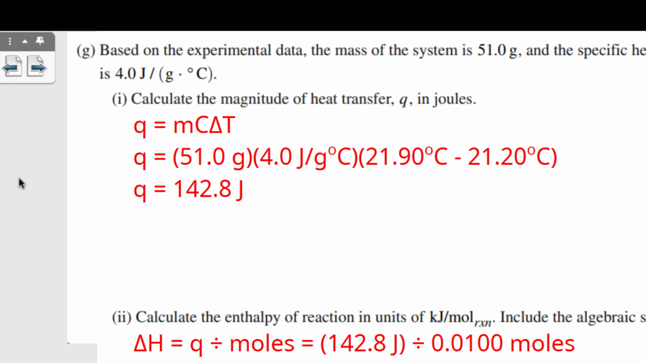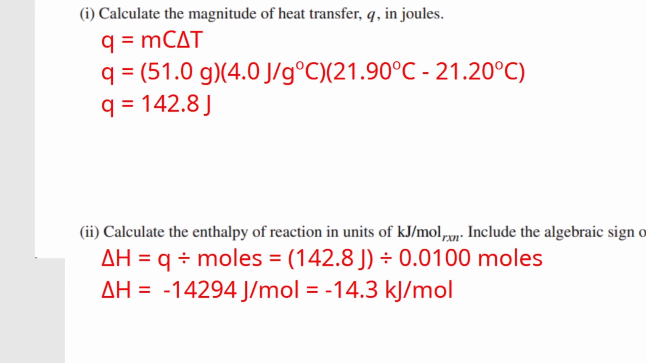It's releasing 142.8 joules, which is part 2, G part 2, and we're dividing by 0.0100 moles because that's how much of the limiting reactant we use. We got to use the limiting reactant there. And for our enthalpy, we get negative 14294 joules per mole, which changes to negative 14.3 kilojoules per mole. And we got to put our negative there because it released heat. The reaction system released heat.